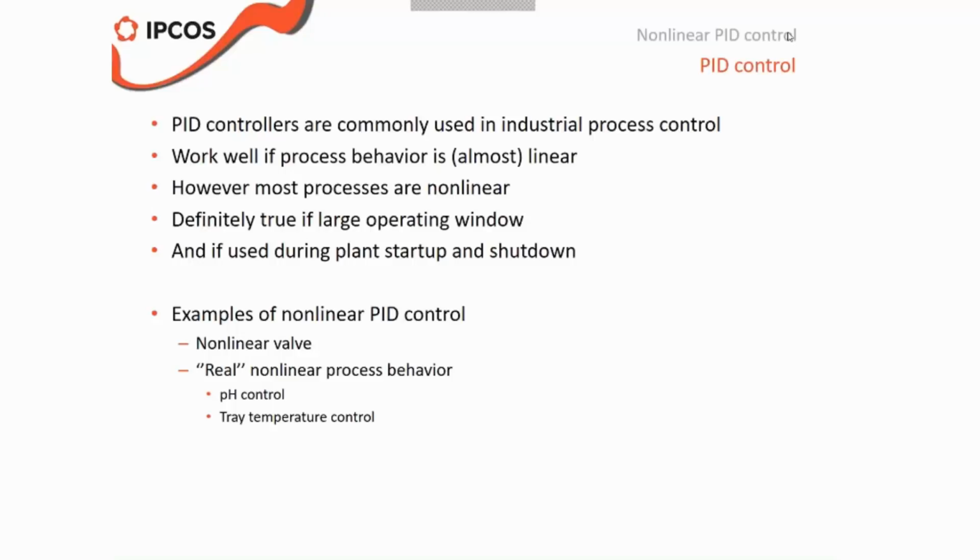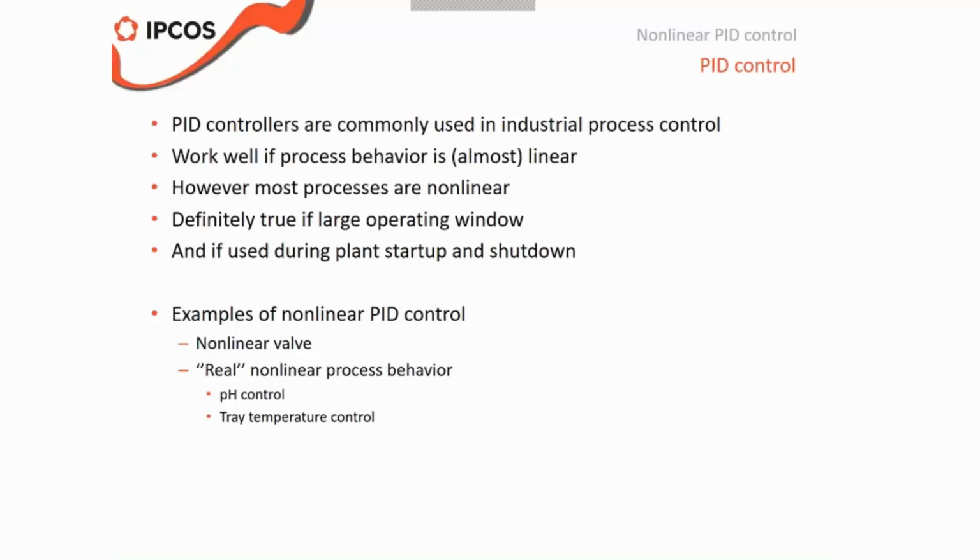But why is this real nonlinear? Because the nonlinearity in this case is not in the control element, not in the valve, but it's in the process itself. And the examples I'm using will be a pH control, which is a kind of a classic example of nonlinear control, and also a tray temperature controller on a distillation column, and in this case a high purity distillation column.